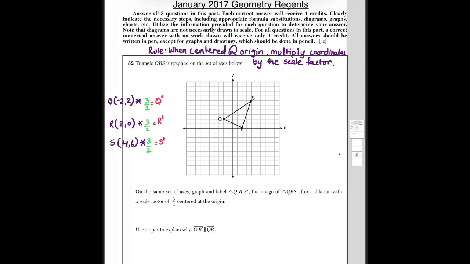The rule is, which I wrote here and I'm going to highlight it: when centered at the origin, multiply coordinates by the scale factor. So if I pick all my coordinates of Q, R, and S and I multiply them by the scale factor, I can get my new coordinates. So I'm multiplying 3/2 by each of the coordinates.